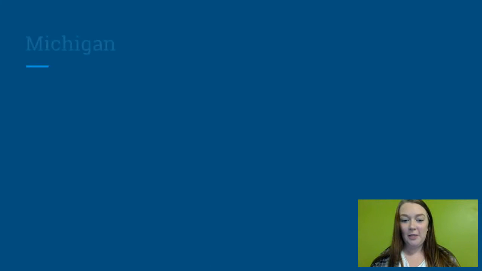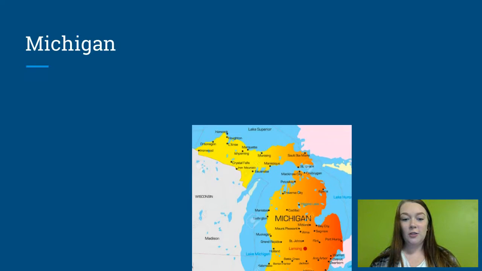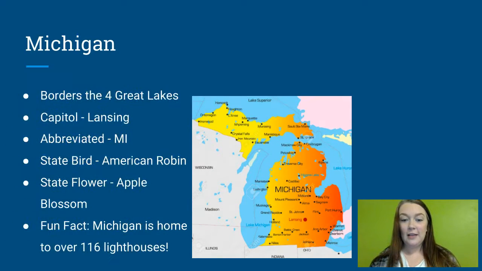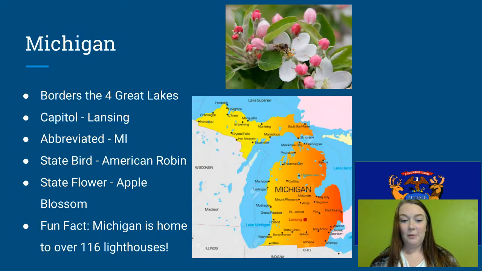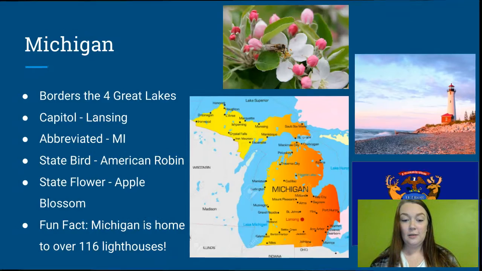Next, we'll be talking about Michigan. Michigan borders all 4 of the Great Lakes. The capital of Michigan is Lansing. The abbreviation is MI. The state bird is the American robin. Michigan's state flower is an apple blossom. A fun fact about Michigan is that it's home to over 116 lighthouses.